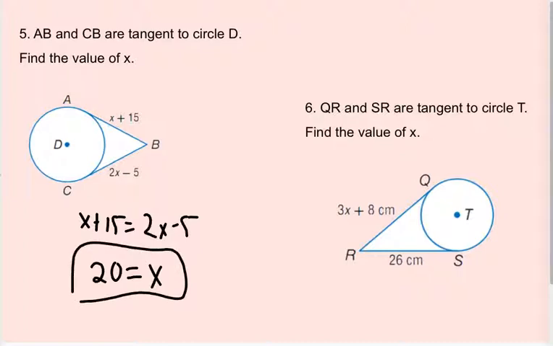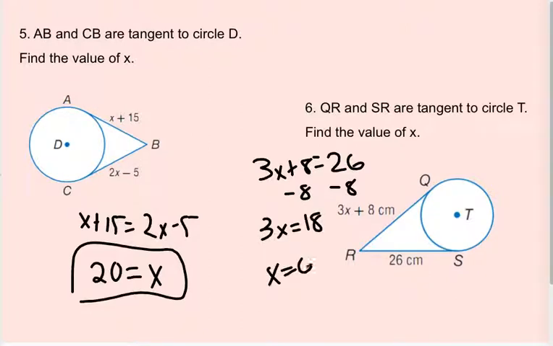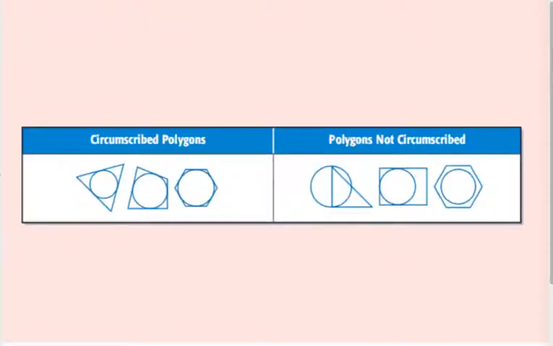Same thing here. 3x plus 8 equals 26 for number 6. So subtract 8, subtract 8. 3x is going to be equal to 18, so x will be equal to 6. So that one's pretty straightforward, I hope.